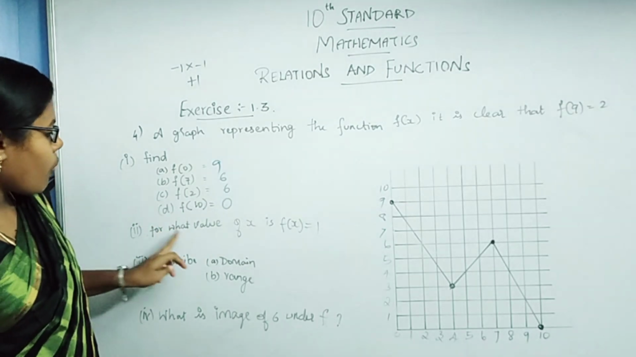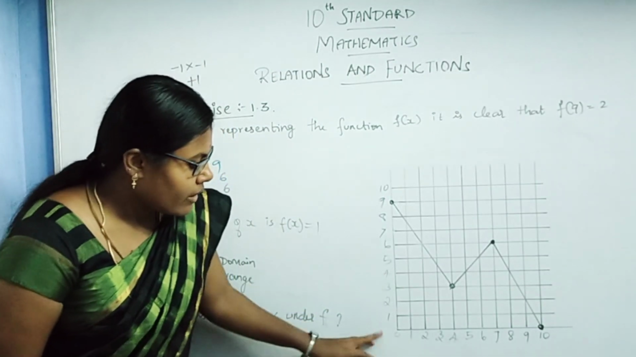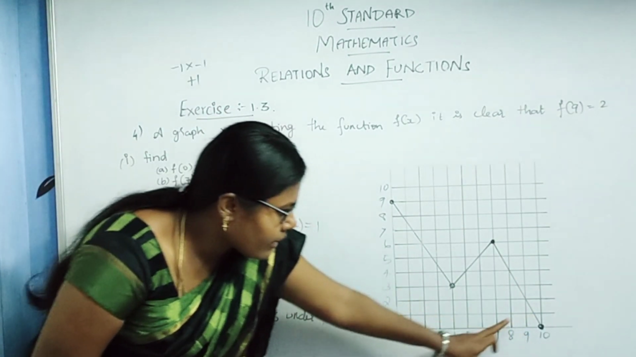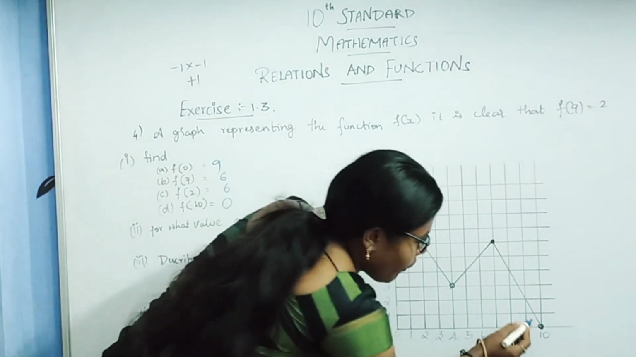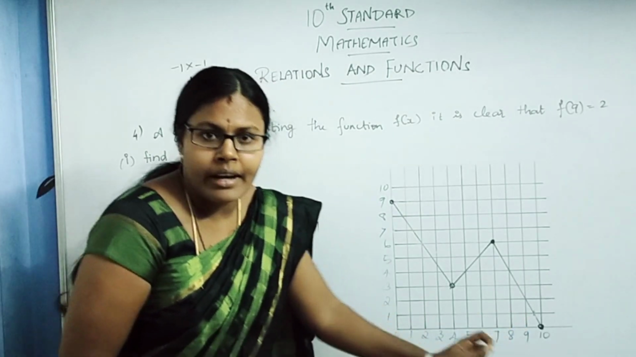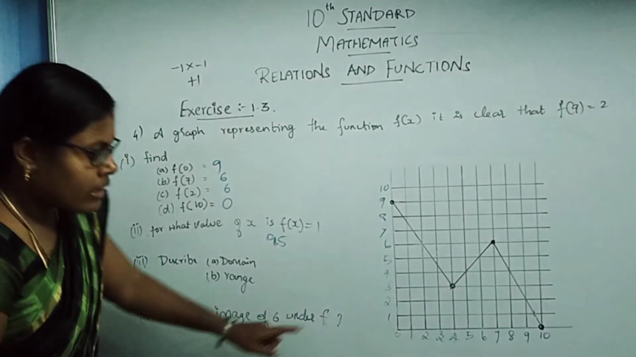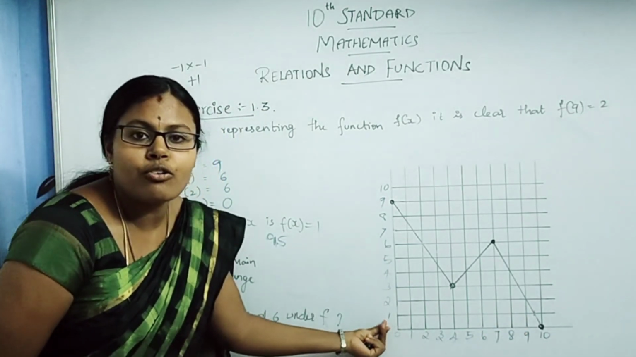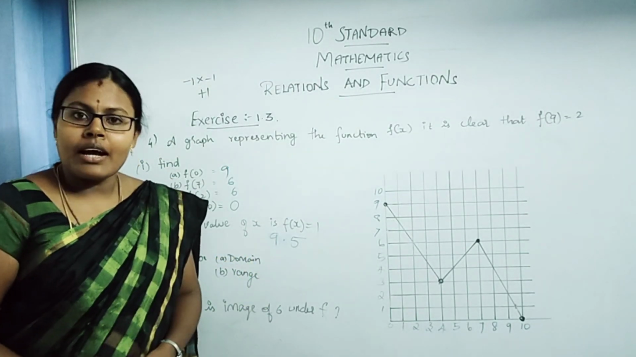Now next, for what value of x is f of x equal to 1? In which place is the f of x value 1? So the graph is passing like this. In this point the f of x value is 1, correct? This is not 10 or 9, it is between them, so it should be 9.5, half of it, okay? 9.5, got it? So that is 9.5.